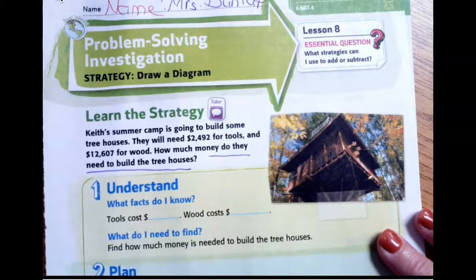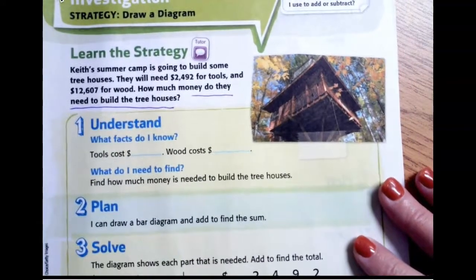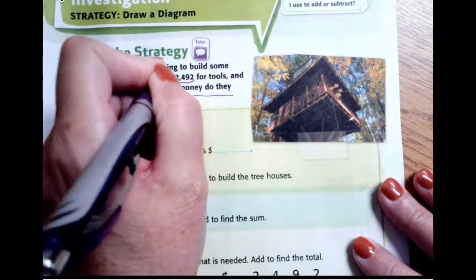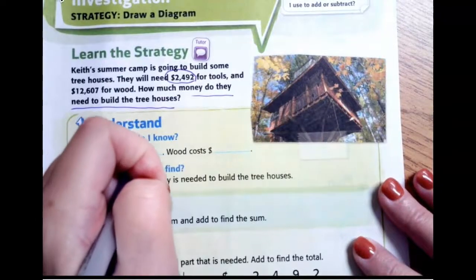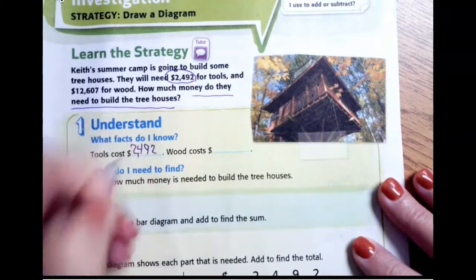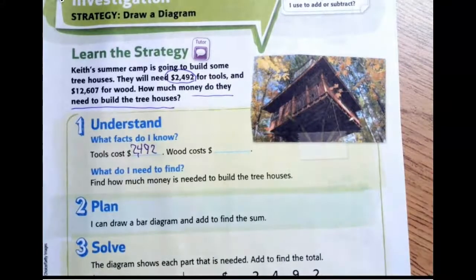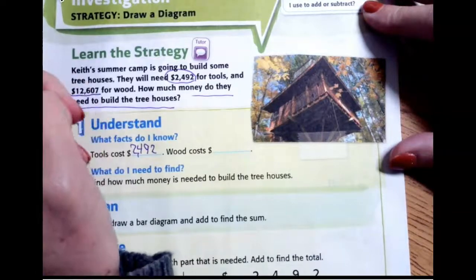All right, so the first thing we need to do is we need to understand the problem. Well, what facts do you know? Okay, well, I know that the tools cost $2,492. I know that, okay? And I also know that the wood costs $12,607 because it's right here.